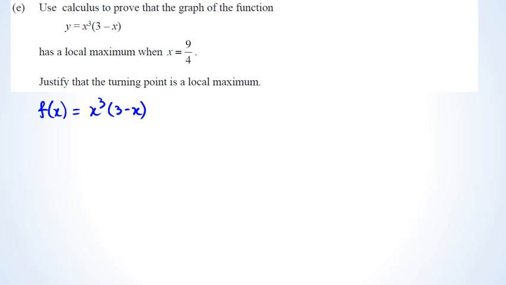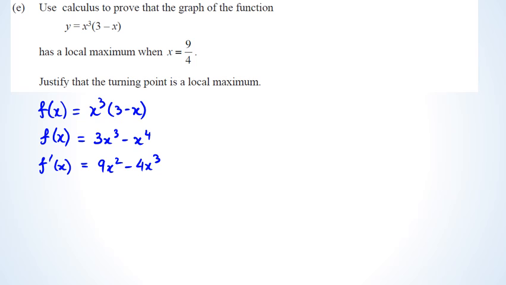Now, because it's being multiplied, we don't really know how to differentiate this yet. Next year in Year 13 you will learn how to do this. But for now, we're going to expand the brackets and we get 3x cubed minus x to the power of 4. So that's what f of x is, which means f dash of x is equal to 9x squared minus 4x cubed.